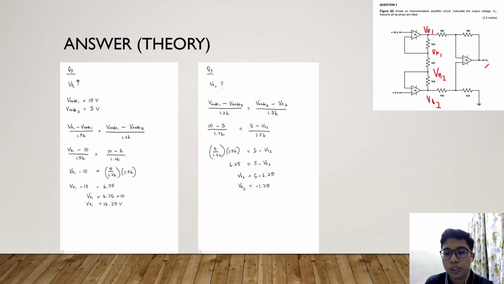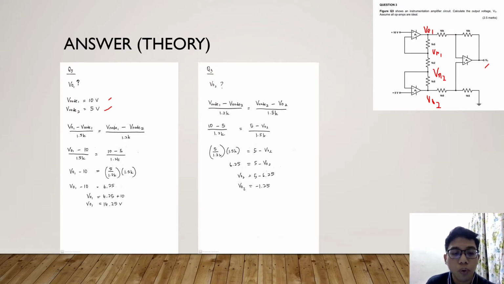Since this is a voltage follower, the voltage in node 1 is equal to the V minus, which is 10 volt, because V minus is equal to V plus. Same goes for V naught 2, where the value of V minus is equal to the value of V plus, which is positive 5 volt. So since V naught 1 is 10 volt and V naught 2 is 5 volt, we just apply the formula and substitute all the values in the formula.